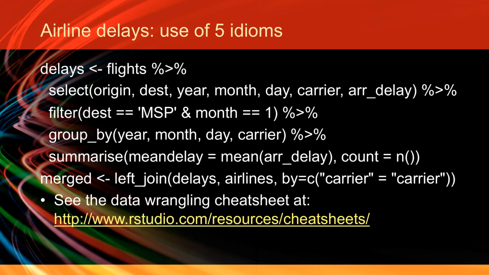And then doing this combination of group by and summarize by grouping on the year, month, day, and carrier and calculating the average delay and the number of flights. And that actually gives us these daily averages by carrier, by airline, for the month of January of flights to Minneapolis-St. Paul. So we've brought things down to a much smaller, more manageable number to allow us to focus on a particular question of interest.